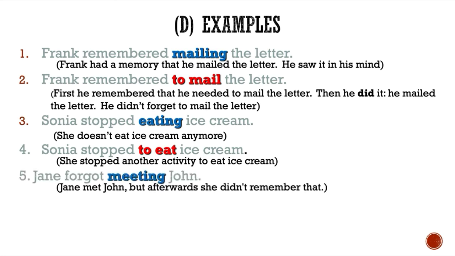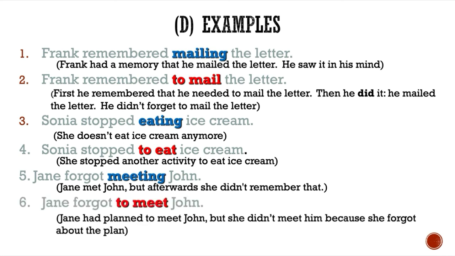Jane forgot meeting John, so Jane met John, but afterwards she didn't remember that. But if we say Jane forgot to meet John, that means that Jane had planned to meet John, but she didn't meet him because she forgot about the plan.